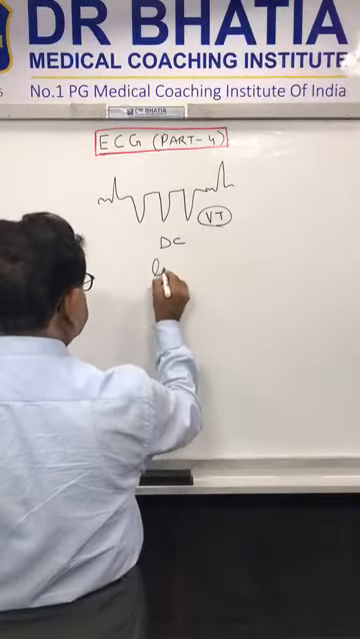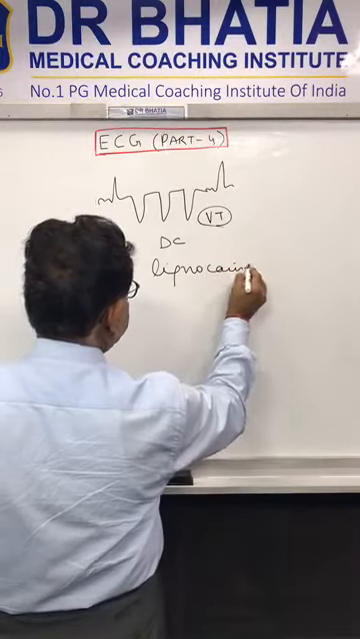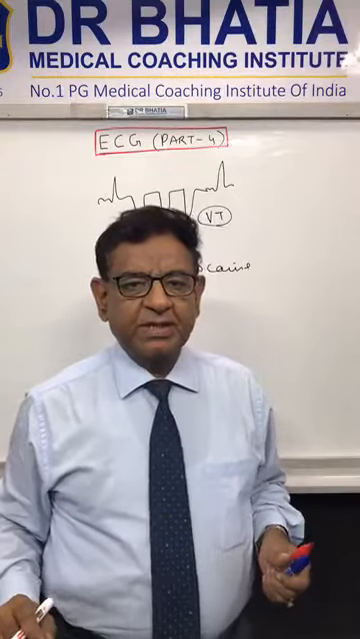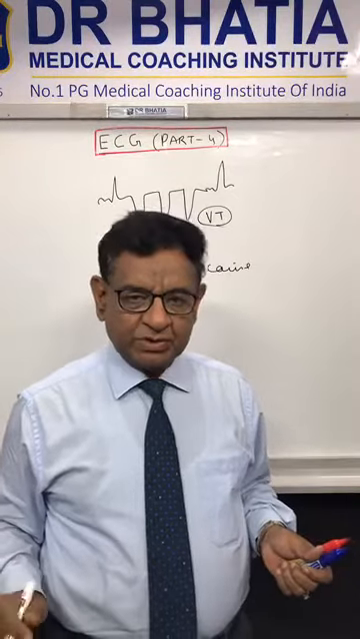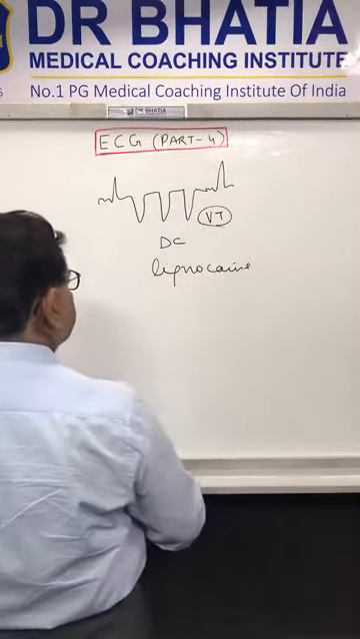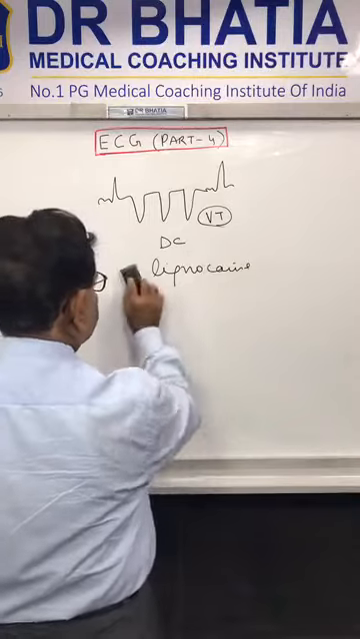Drug therapy is usually lignocaine. It is the one drug which is most widely used in ventricle arrhythmias. The other drug that we can use is sotalol also. So what we remember: if BP is low, DC shock; if BP normal, lignocaine.